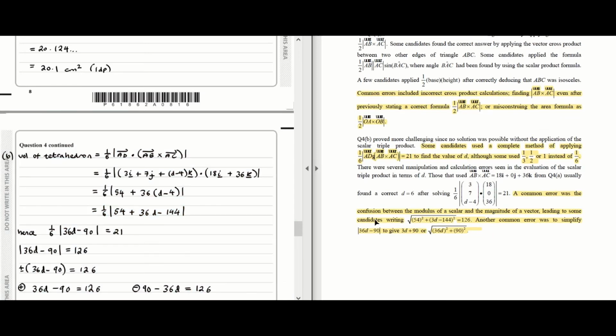mistakes, such as writing 54 squared plus 3d minus 144 squared, which is incorrect. Remember, this is just a constant value, it's not a vector, so you don't have to square root like that. Another common error was to simplify the modulus of 3d minus 90 to give 3d plus 90, which is incorrect because you don't know the value of d yet. Or they did 36d all squared plus 90 all squared square rooted, which is incorrect. Remember, it's just modded, so you don't need to do that.